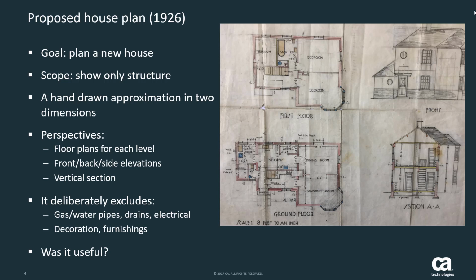From above as a plan, and you can see there's a ground floor and a first floor plan, and from the side, or elevations, if you like. So there's a front elevation and there's a section somewhere in the midway point of the house. Now, this plan deliberately excludes the services, gas and water pipes, the drains, the electrical stuff. And as I say, it doesn't mention furnishing or the furniture or decoration. Now, was this plan useful? Was this model useful? Well, I think so, because it's a plan of my house, long before my time. So I guess the model was actually useful in the first instance.